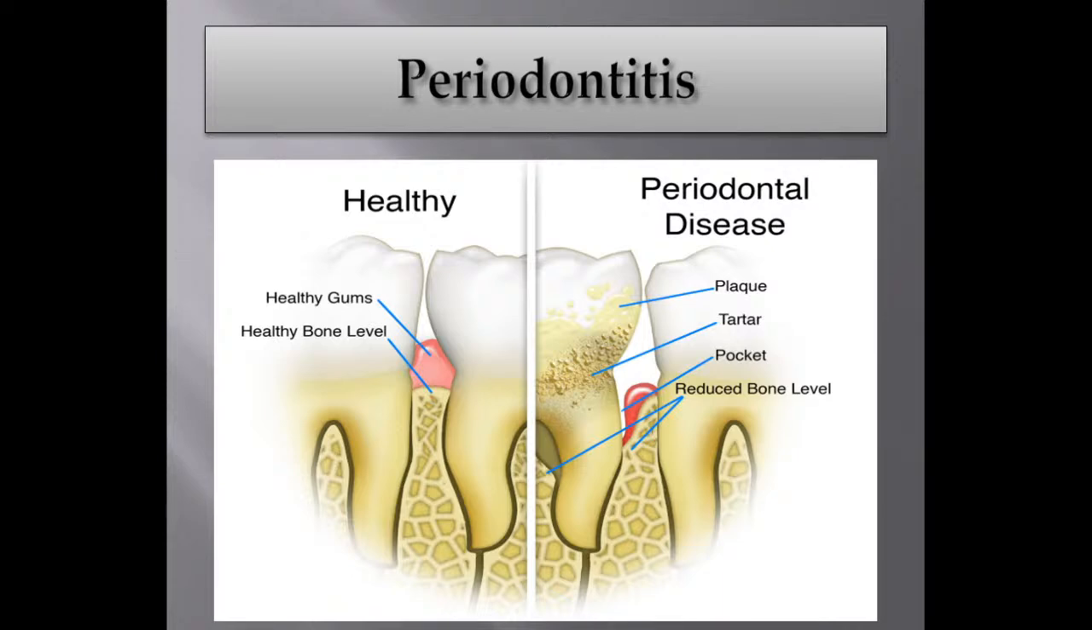And here on the slide you can see tartar and plaque. You can see differences between them. The tartar is a hardened plaque, and plaque is a soft biofilm on the tooth with food residues, saliva, bacteria, and other components. And here you can see reduced bone level, which is typical for periodontitis.